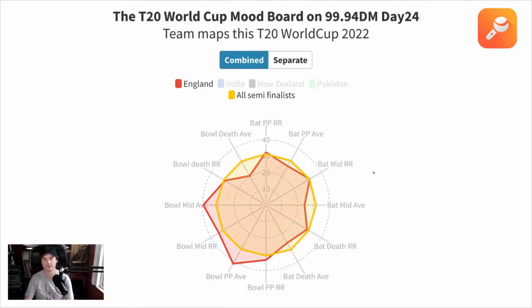Here we go. All right. So if you look at England's bowling, I don't think there's anything here that we'd be massively surprised about. Jofra Archer hasn't played for them this year, so their bowling average in the power play and their runs per over are not particularly good.